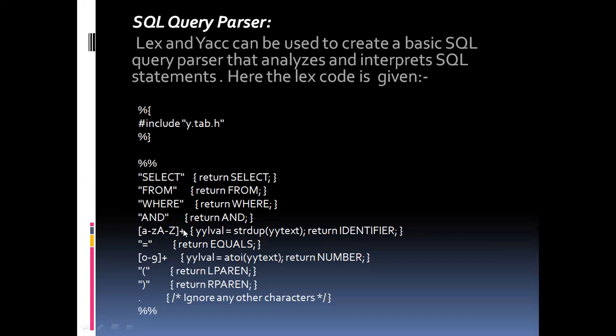Plus means it should be any one letter, or it can be more than that, but at least one should be present. yylval equals strdup(yytext), return IDENTIFIER, and then it will return the identifier. Then the equal symbol, it will return EQUALS. 0 to 9, yylval atoi, return NUMBER. Then it will ignore any other character.